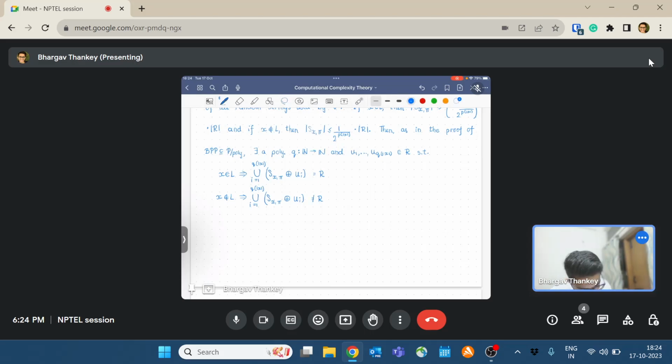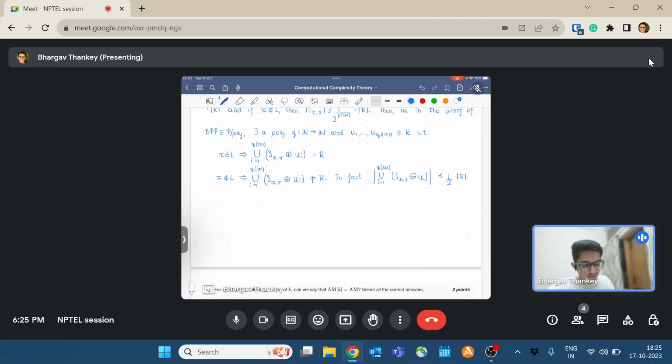This is not going to be R. And in fact, the size of this will be at most, say, half times the size of R. By picking q(|x|) correctly, depending on the size of R, we can ensure that this is at most half the size of R. Since the size of R is 2 to the poly, q(|x|) would only be poly. That's fine. I won't work through how to do this, because this argument is exactly the same as the one in the proof of BPP in P/poly.